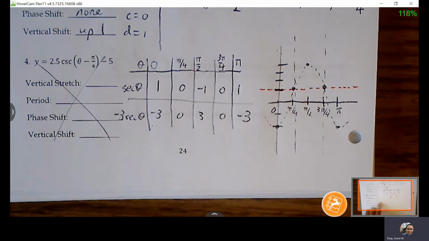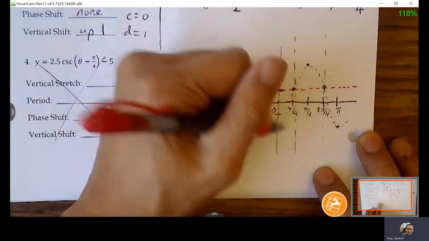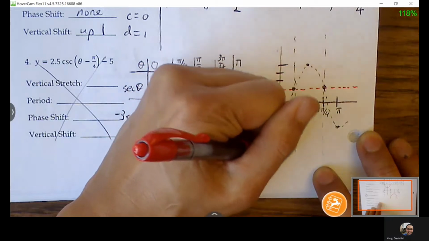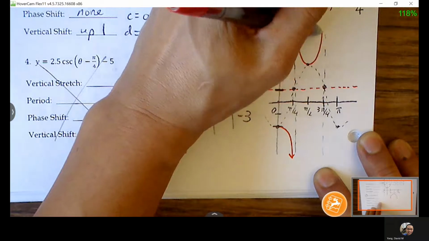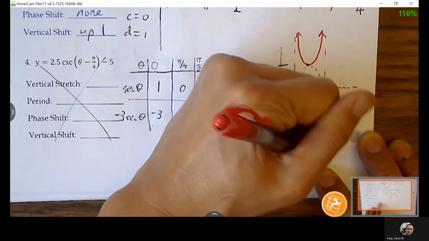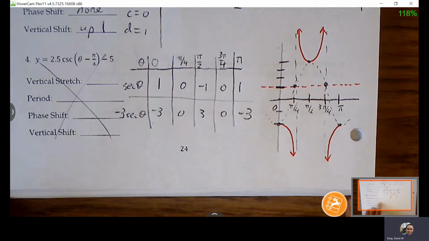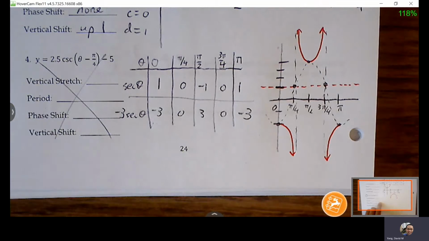Now comes the easy part. You've taken care of all the hard parts. The easy part is just sketching those parabolas off the tops and bottoms of your peaks and valleys. You can complete the graph if you want. It's just that I'm only graphing between 0 and pi, so that's why it looks like it's cut off. But if you want to finish off the graph, you can.